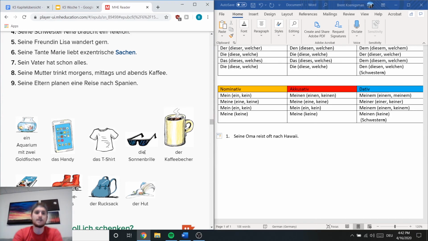So, wir können das sagen. Mal gucken. So, der Kaffeebecher. Nee, wahrscheinlich nicht. Der Reiseführer, Travel Guide, vielleicht doch, ja. Die Inline Skates, nein. Der Rucksack, ja, man könnte damit reisen, oder der Hut, ja, wenn es sonnig ist, yeah, if it's sunny.